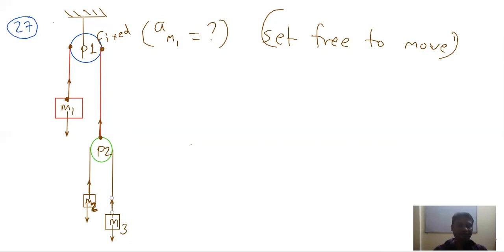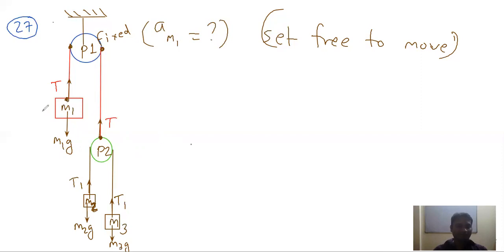Now, we know the tension in one string is constant. So let us say the red string has tension T, whereas this other string here, which is brown, has tension T1. So T1 tension here, T1 tension here. Other than that, we have masses M1g, M2g and M3g in the downward direction. So these are the accelerations of masses M1, M2 and M3.